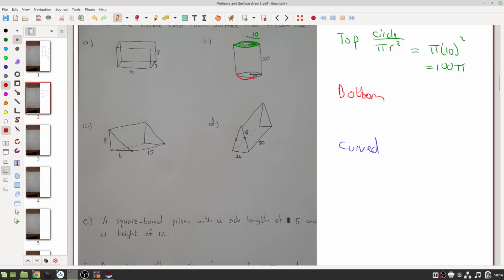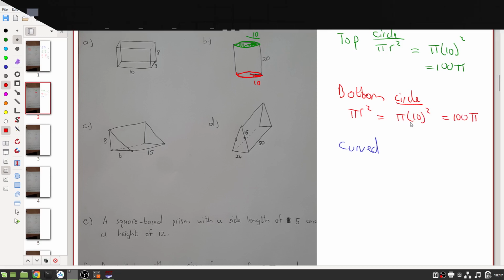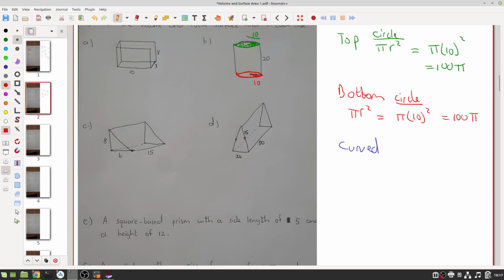So the bottom part is also a circle. And that also has a radius of 10, as you can see there. And again, the formula for the area of a circle is pi radius squared. So in our case, that's pi times 10 squared. And that's going to give us 100 pi. So now we have the area of the bottom part. Okay, now for the curved part.